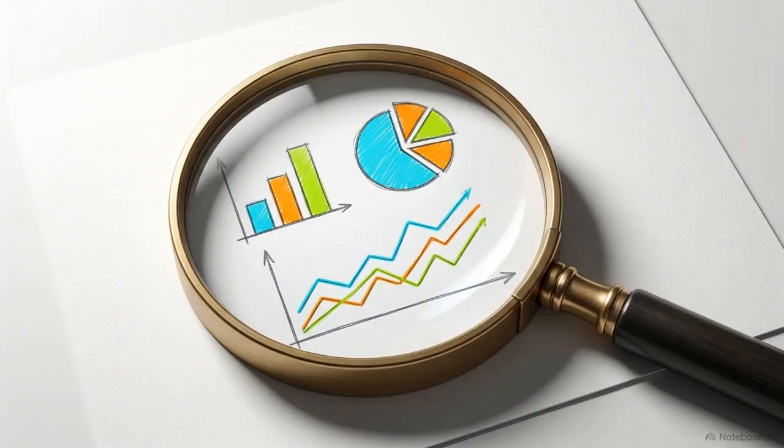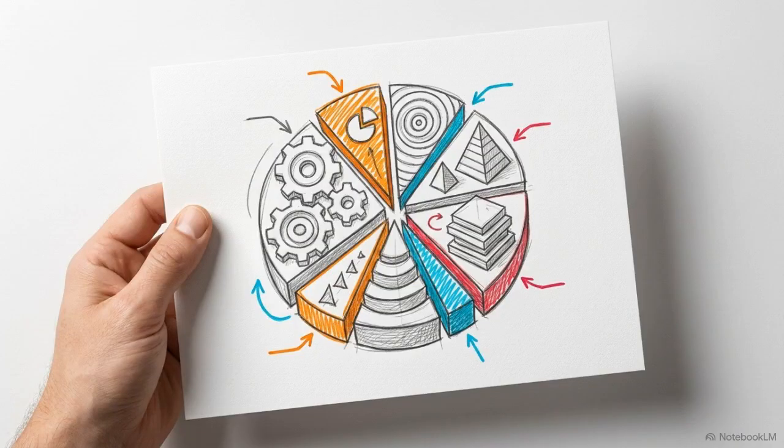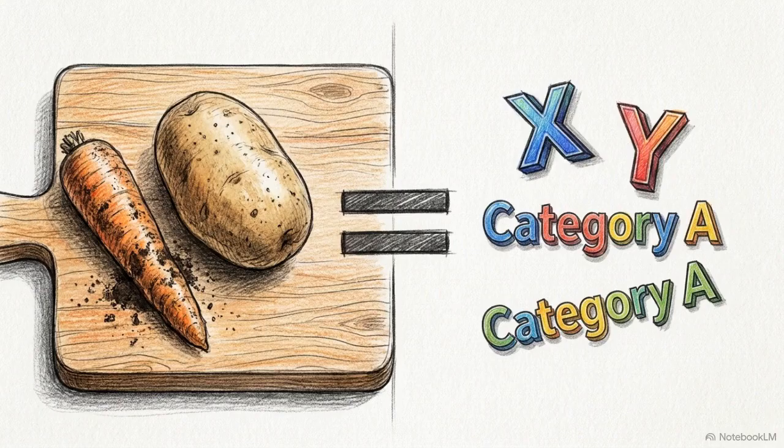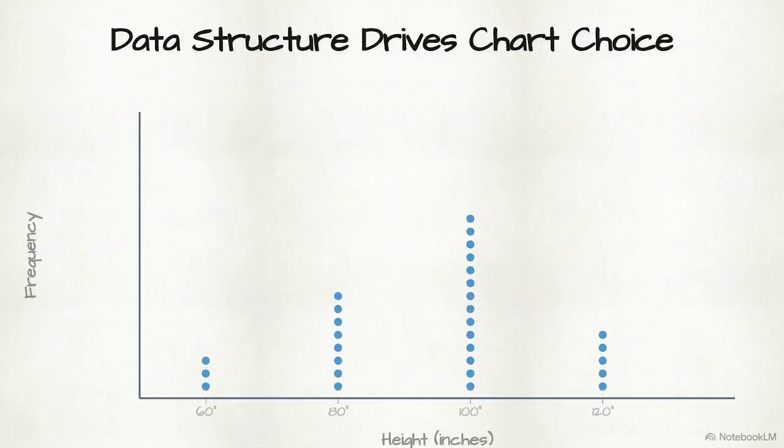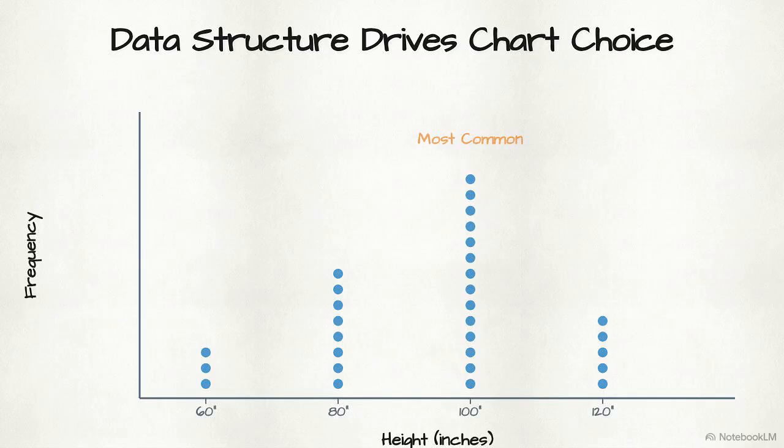To inspect our data during EDA, our main tools are charts and graphs. But we can't just pick any chart that looks pretty. The chart we choose depends entirely on the type of ingredients, or variables, we are working with. When dealing with a single column of numbers, like student heights, the correct tool is a histogram. It groups individual numbers into bars, so we instantly see which heights are most common.